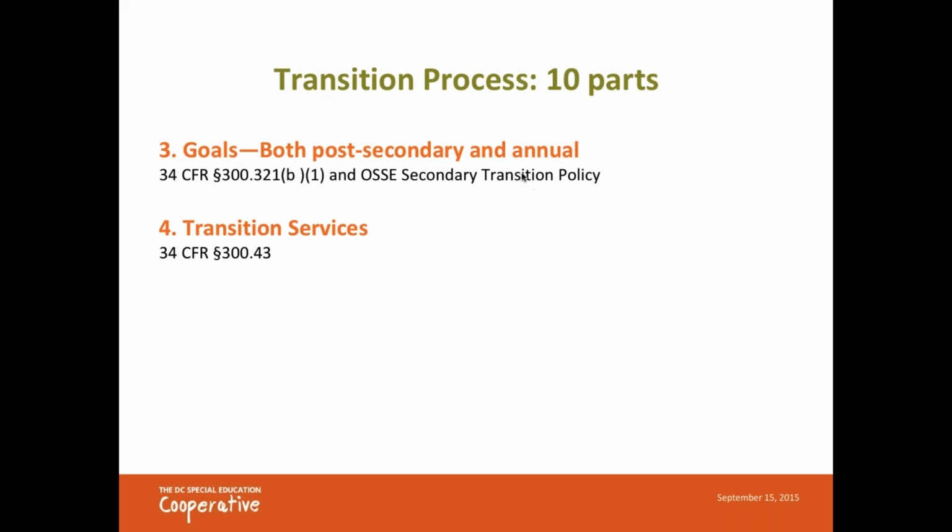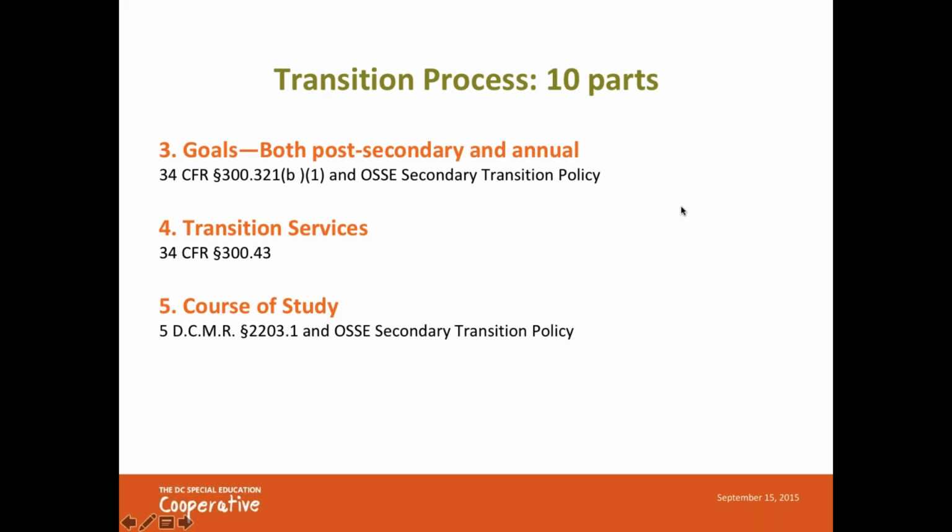Transition services. Services in the transition plan look at what is the school or adult agency going to do to specifically help the student develop the skills and knowledge necessary for goal attainment. A course of study. Course of study is a multi-year description of the coursework that is aligned with academic requirements for a high school diploma or a certificate of completion. It is a plan to ensure the student will gain required knowledge and skills for success.